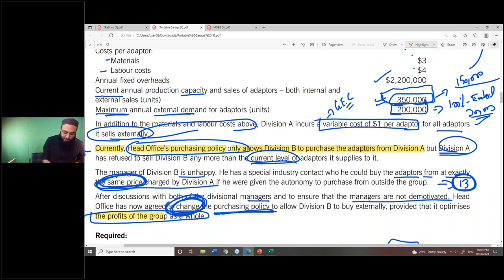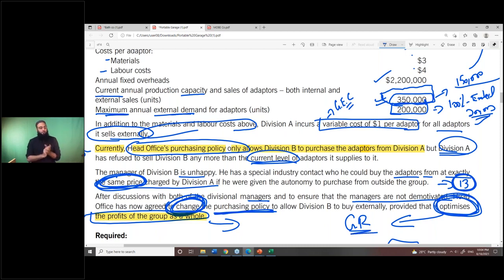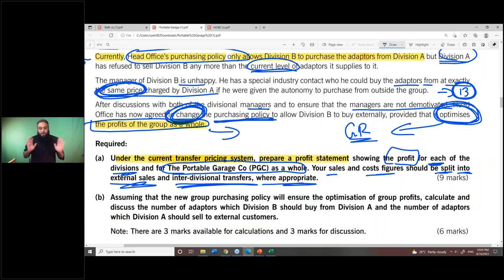Now the interesting part starts. When the question says that group policy is to optimize the group profits, this is the biggest indication that you have to use general rule. Whatever question you pick up, I challenge you, this is the same thing. When the question says the policy is to optimize the group profits, and there is no clarity how it's going to be done, there's nothing written how you have to maximize the group profits. Is there anything mentioned here? No, nothing mentioned. They've just used the word optimization of group profits.